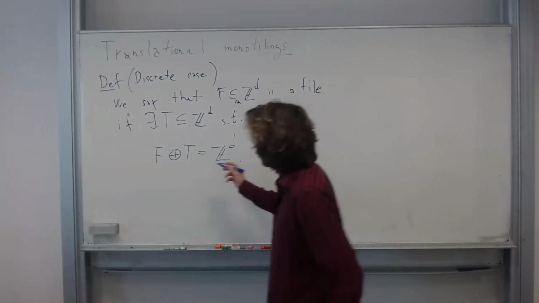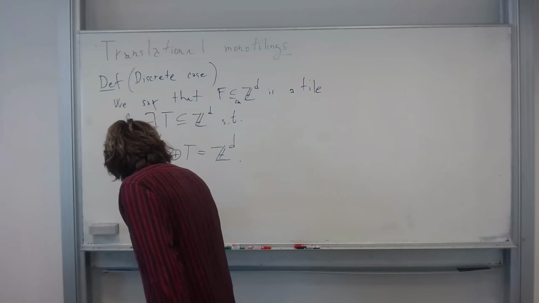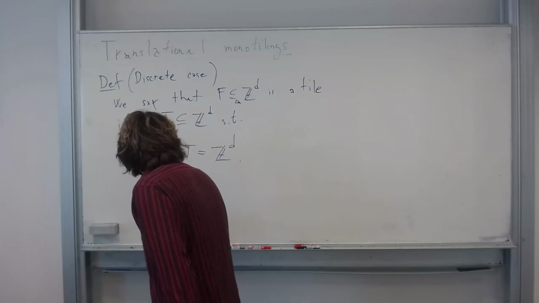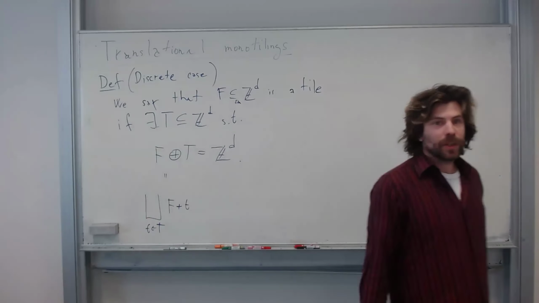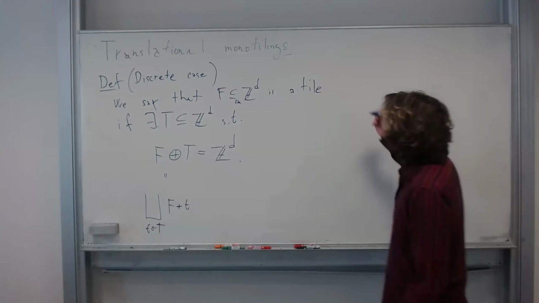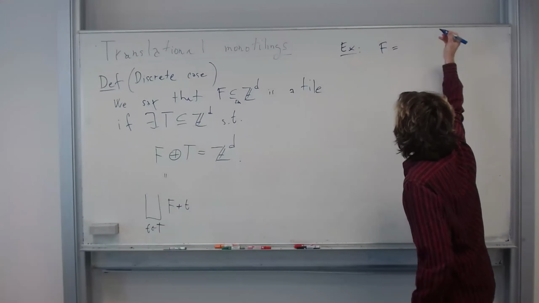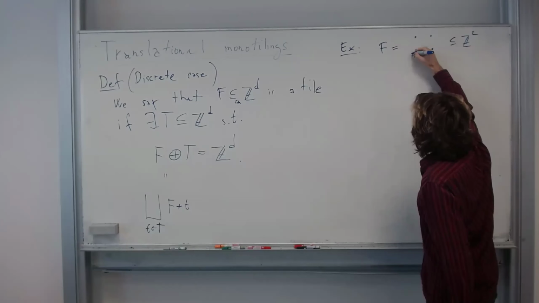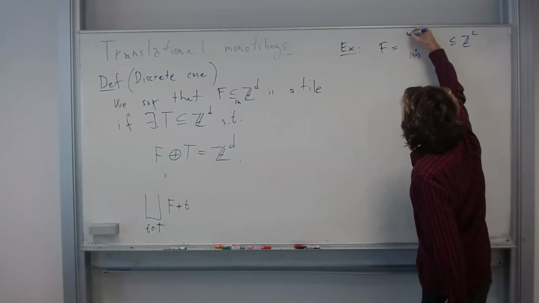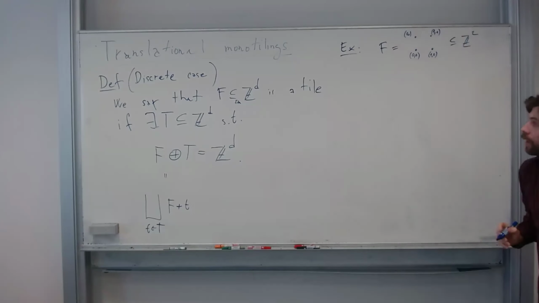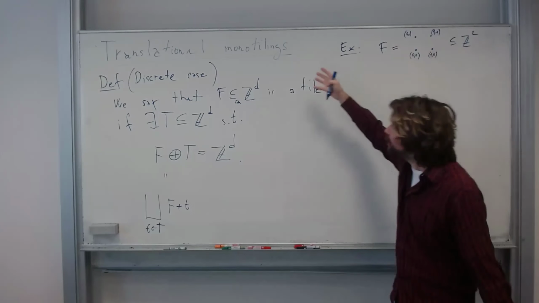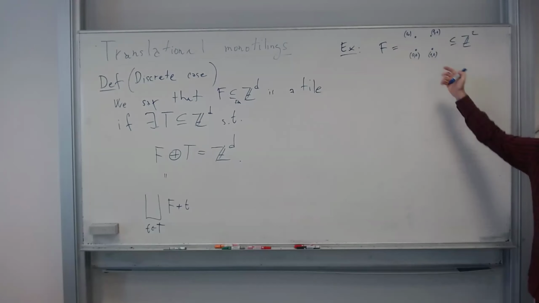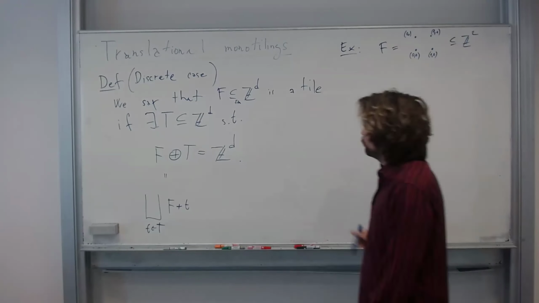So what does this mean? This should be interpreted as the disjoint union of translates of F by T, where the t are the elements in T. So we have some shape F. For example, we can consider the shape to be just these four elements, which are a subset of Z squared: (0,0), (1,0), (0,1), and (1,1). Now this set is a tile because there exists a set of translates T so that you can cover Z squared by disjoint copies of this shape.